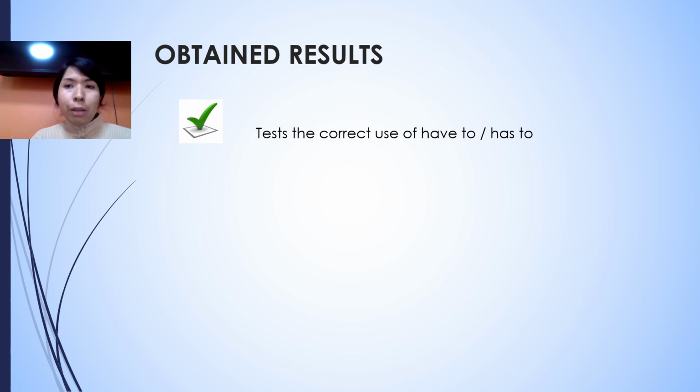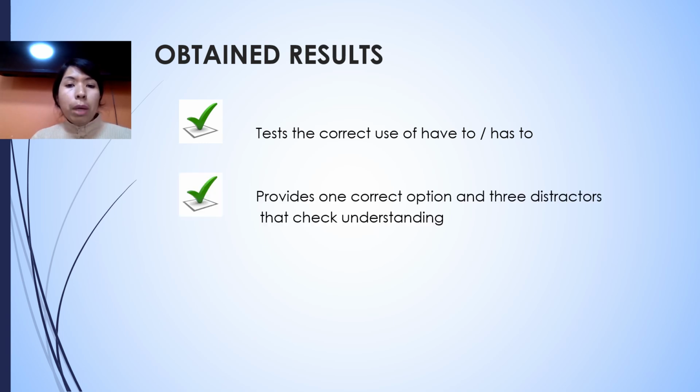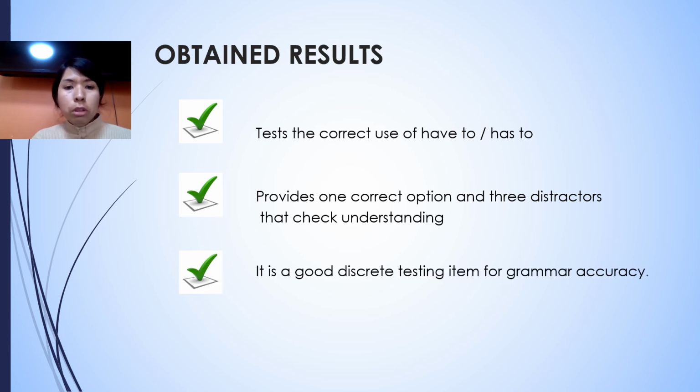Also, the obtained result is that we test the correct use of have to and has to, and we provide 1 correct option and 3 distractors that check understanding of this grammar, and also it's a good discrete testing technique for grammar accuracy.